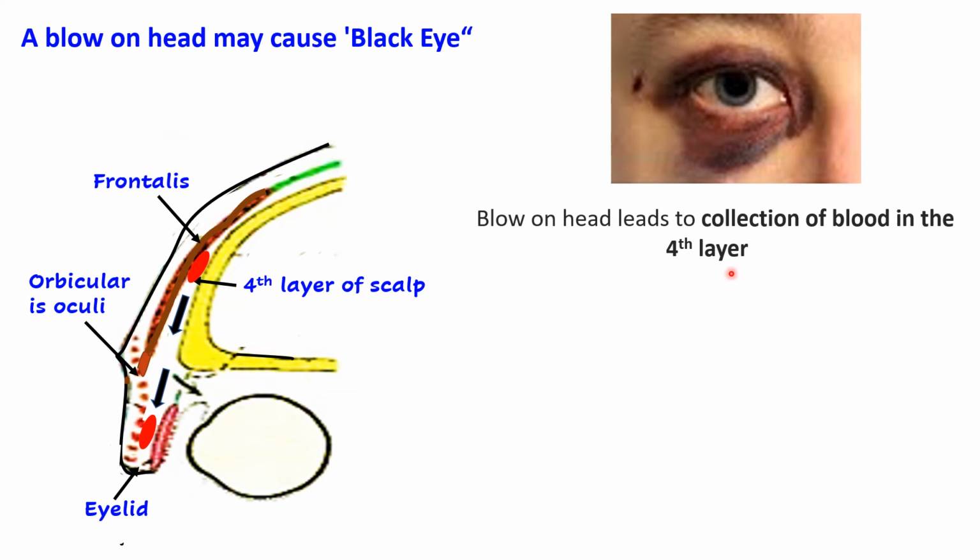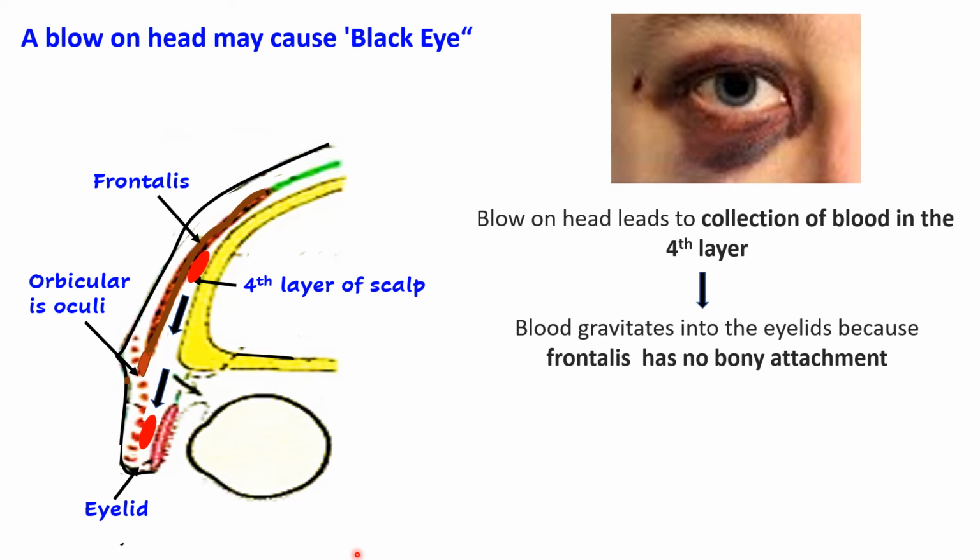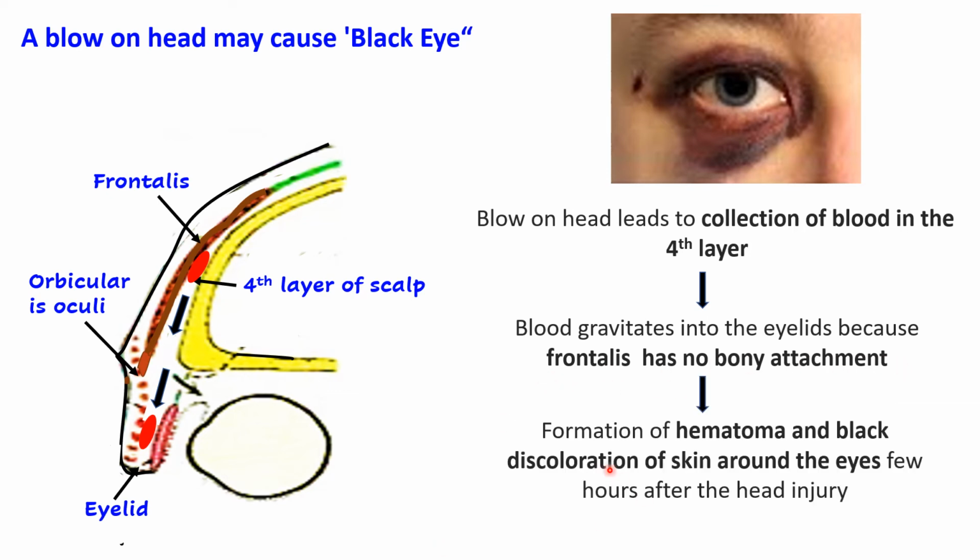Blow on head leads to collection of blood in which layer? Fourth layer, right? Then second, blood gravitates into the eyelids because frontalis has no bony attachment. This is the main reason. And there is formation of hematoma and black eye, discoloration of skin around the eyes, approximately a few hours after the head injury. Now I have seen some of the students get confused. In dangerous layer of scalp, they write black eye. Black eye is not dangerous, right? So black eye is different.